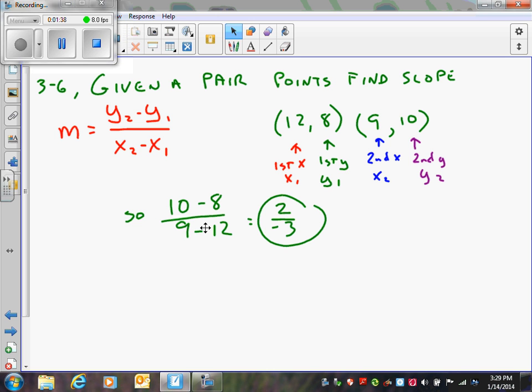So I have 10 and 9 in front. I have 8 and 12 go together. So I have 8 and 12 in back. If one of these numbers was negative, because the formula says minus, then I would have minus a minus, which would change this to a plus or this to a plus. So 10 minus 8 is 2. That is my change in my y's, or my rise. 9 minus 12 is -3. That is my change in my x's, or my run. So my slope is -2/3.